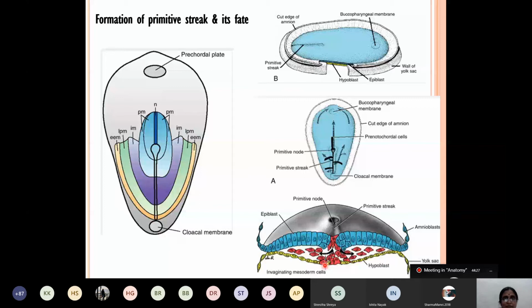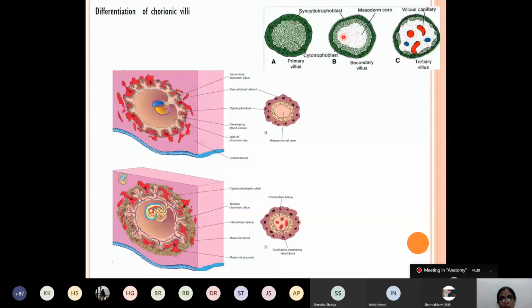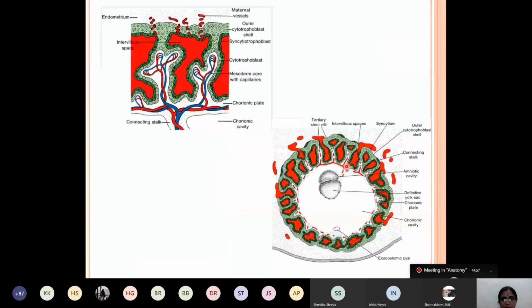Okay, and there is a differentiation of the villi. This is the primary villi, which only consist of cytotrophoblast lined by syncytiotrophoblast outside. Then there is the appearance of a core of mesenchyme in the middle, converting it into secondary villi, and later on there is appearance of blood vessels. With the appearance of blood vessels in the mesenchyme, the secondary villus converts into tertiary villus, and there will be massive branching of the villi. This massive branching converts the chorionic villi into chorion frondosum, which later on gives rise to the fetal part of the placenta, and the endometrium converts into decidua, and there are several parts of the decidua.